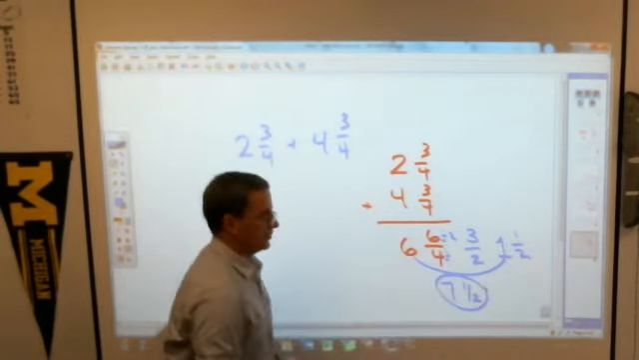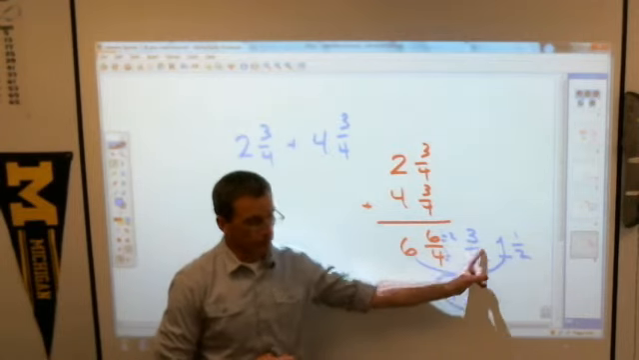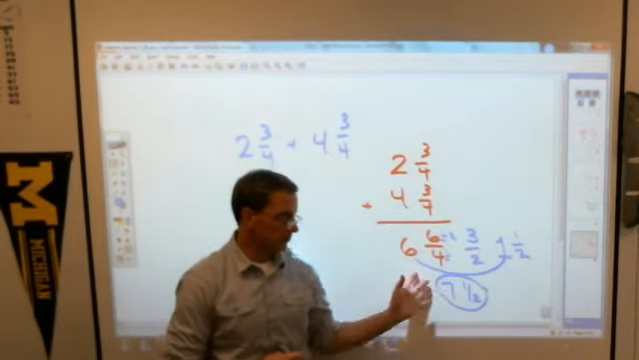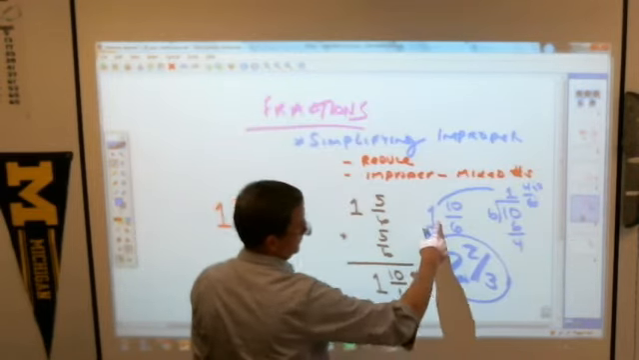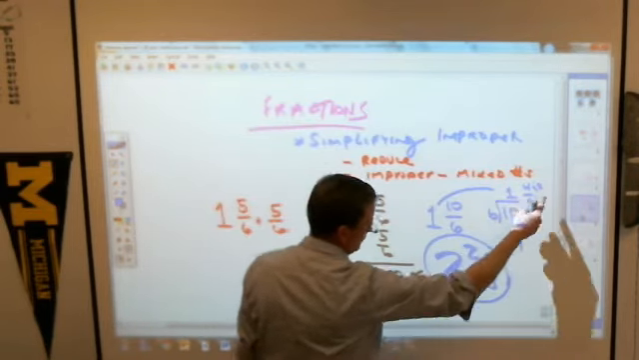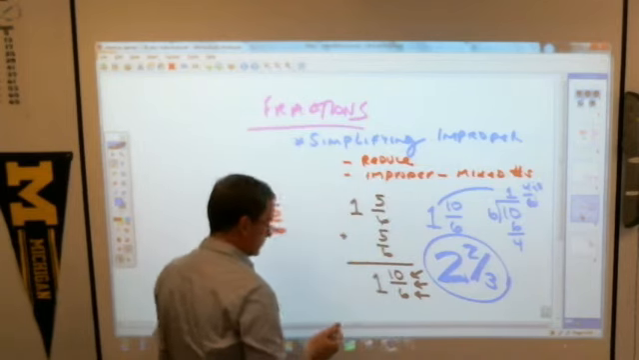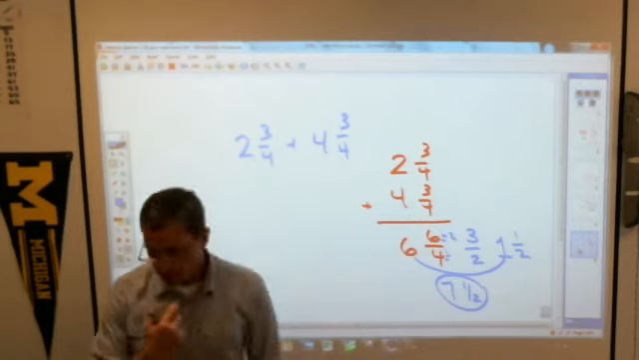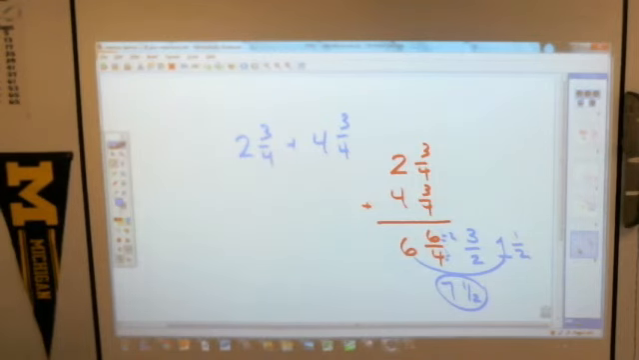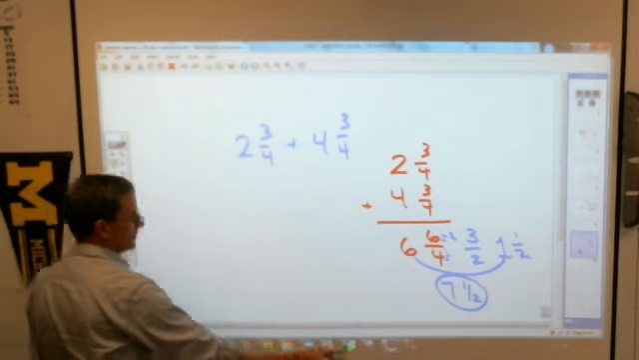So it is your choice of whether you'd like to reduce first and then change it to a mixed number, combine it, or change it to a mixed number and then reduce it. It is completely your call. One of those things, because you're such intelligent people. And that is it.